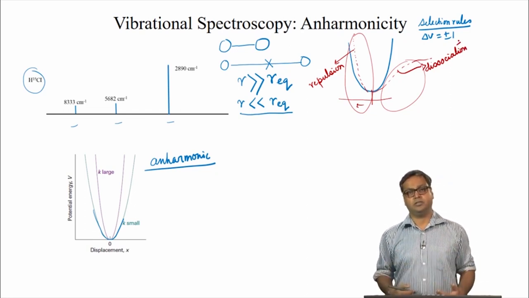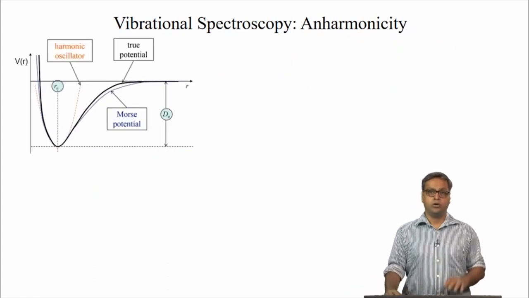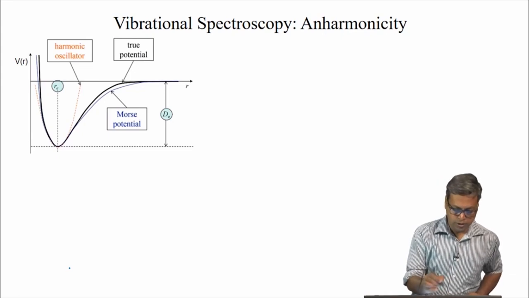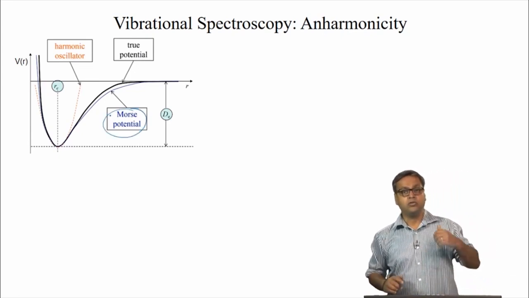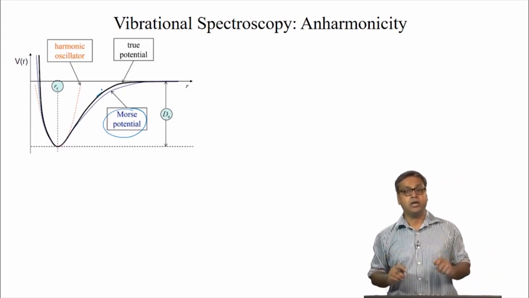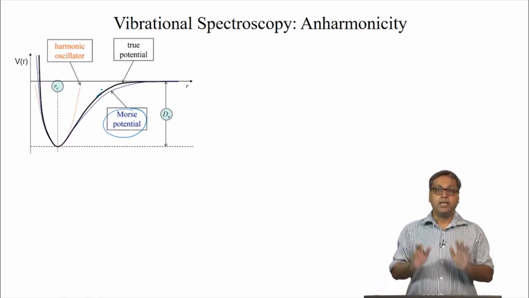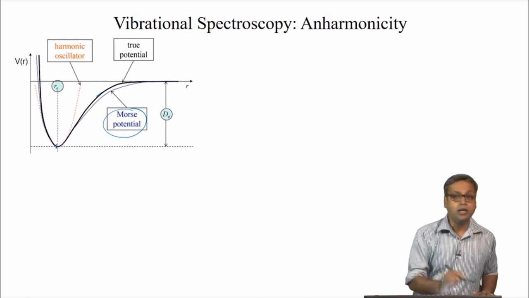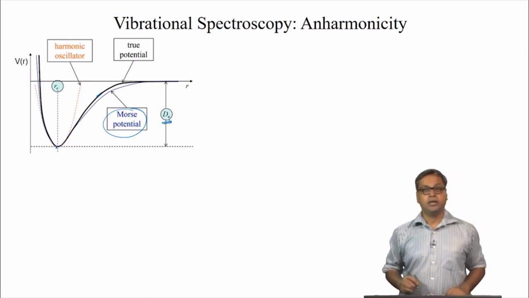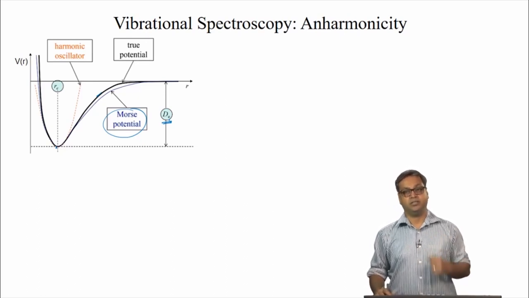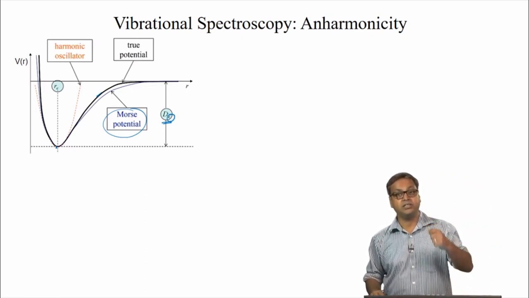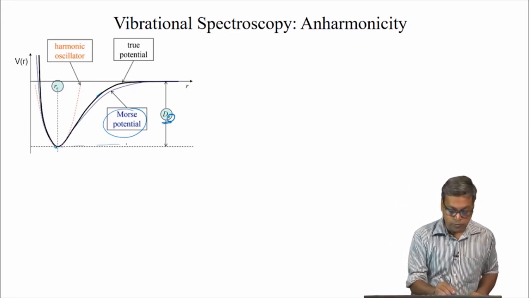So, one of the simplest functions that has been introduced to represent these properties is known as the Morse potential. Let us look at this figure. The black line here is meant to illustrate the true potential. We can see the equilibrium bond length is the minimum of the potential function, and we have something called dE. This dE is the dissociation energy. The subscript E in dE means it is the dissociation energy from the equilibrium position.